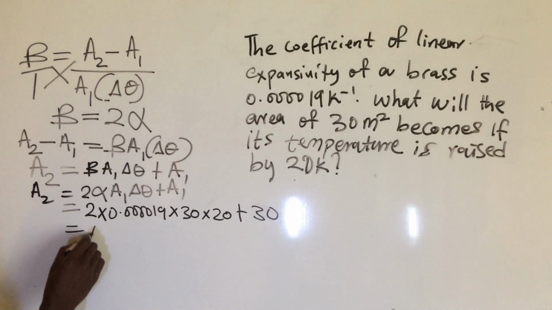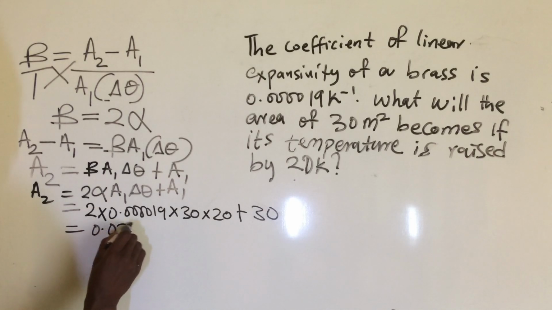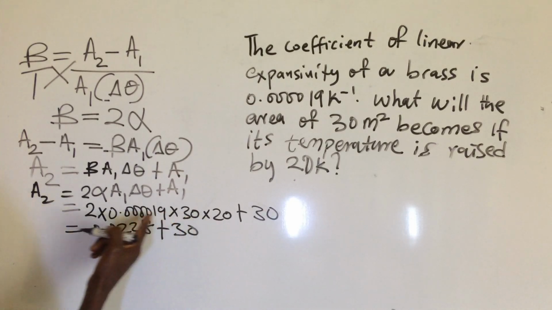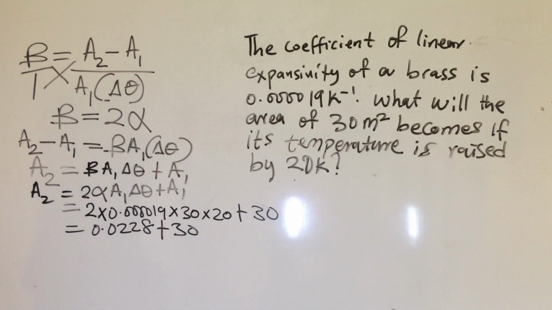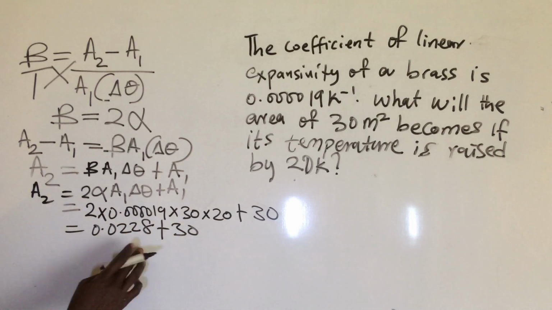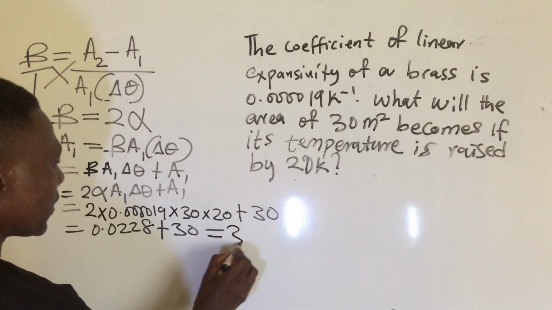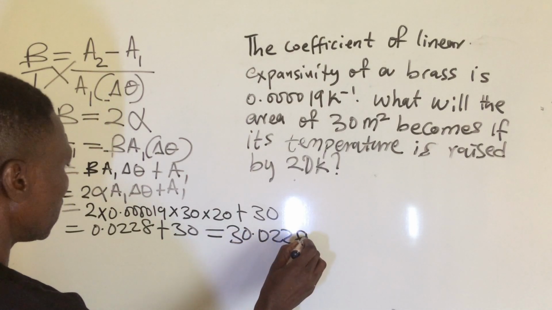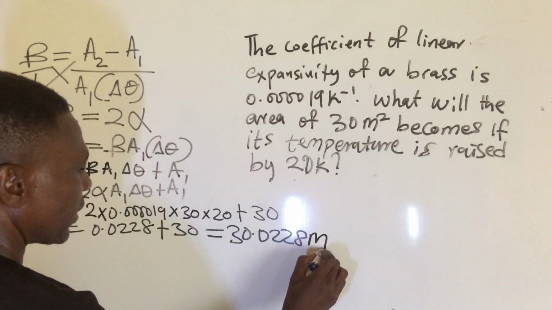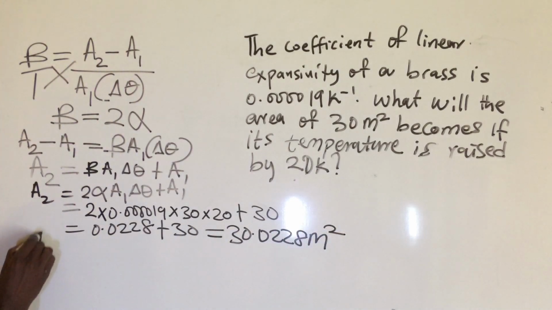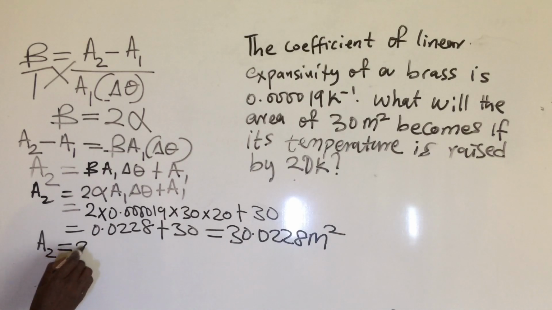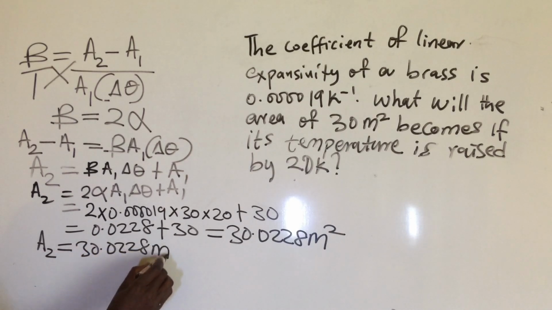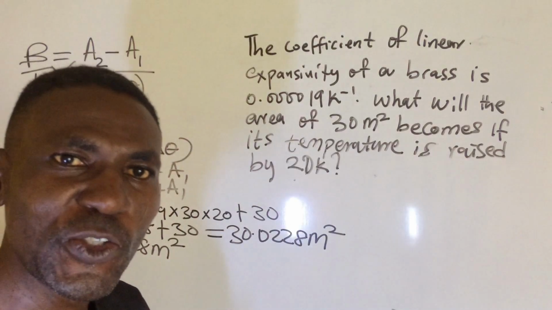Now let us multiply through. We now have 0.0228 plus 30. Adding them, we have 30.0228 meter square. So the new area, A2, is equal to 30.0228 meter square. And this is how to solve it.